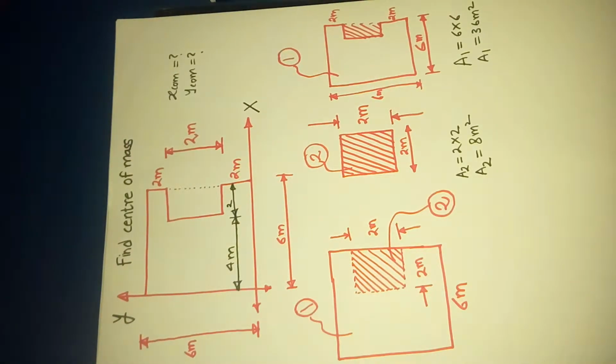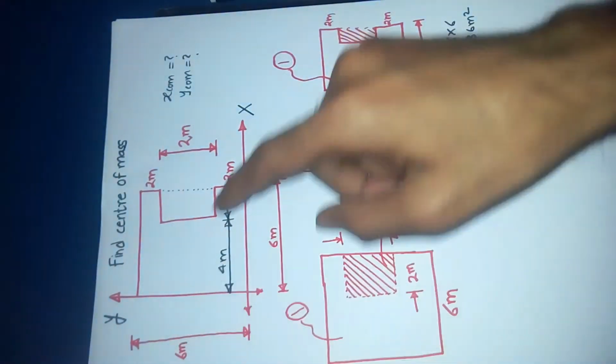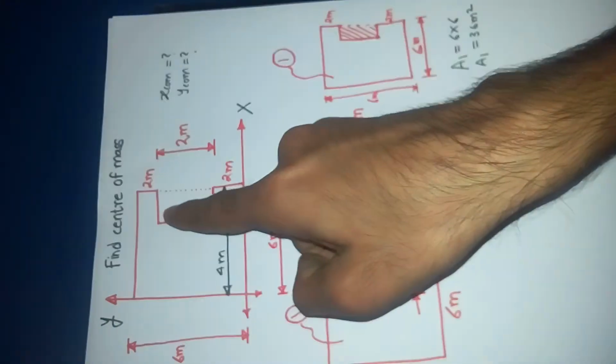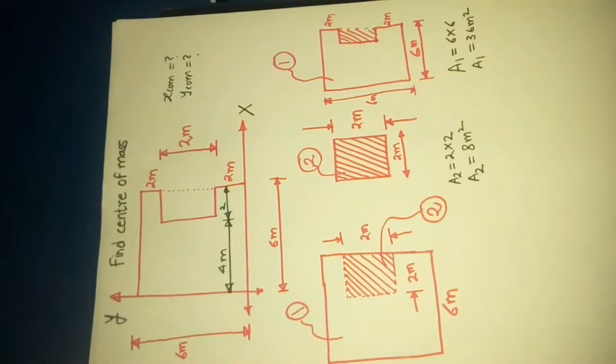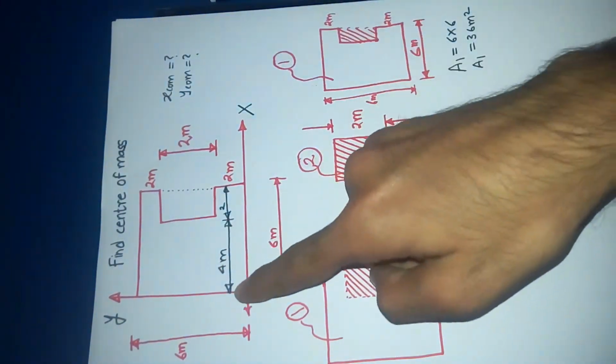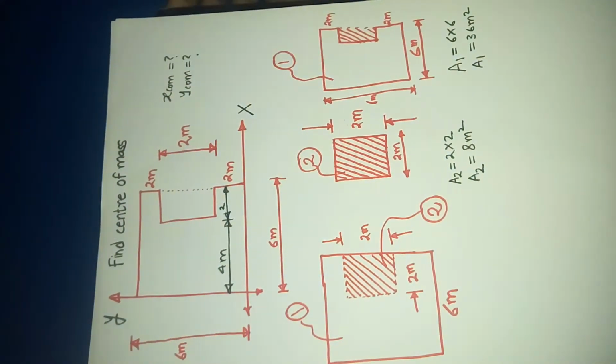Hello everyone, in today's class we will find out the center of mass of this figure, which is a square plate of 6 meter by 6 meter, and there is an absence of material here, you can see. So we have to find the center of mass for this system about x and y axis. That means you have to calculate the x center of mass and y center of mass for this particular figure. So we will start.